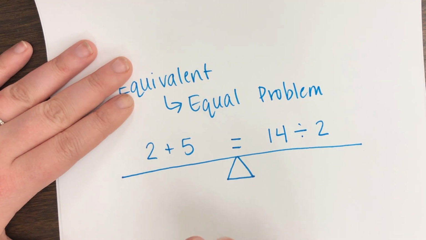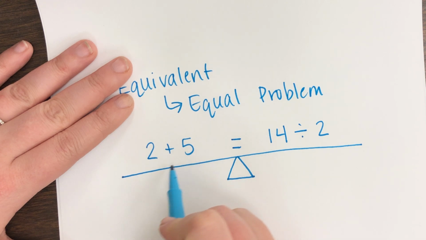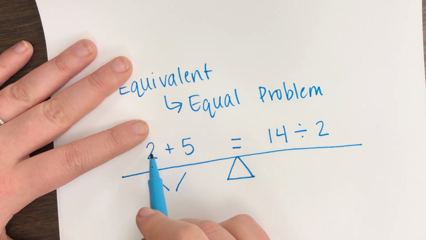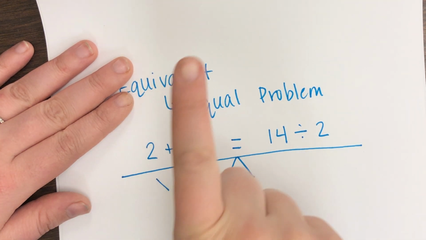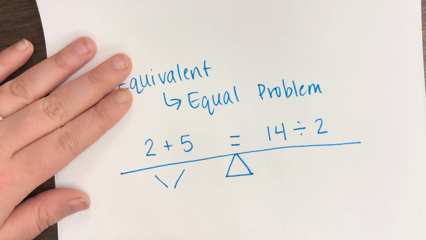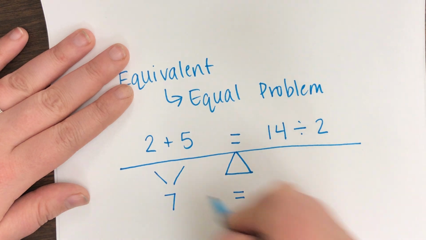So let me show you how we check to see if this is true. First of all, we're going to start on this side of the equal sign. We're actually going to put the answer for 2 plus 5 kind of down here. And let's see what 2 plus 5 is. If I put 5 in my head and count up 2: 5, 6, 7. My answer here is going to be 7. So let's see if the other side equals 7.